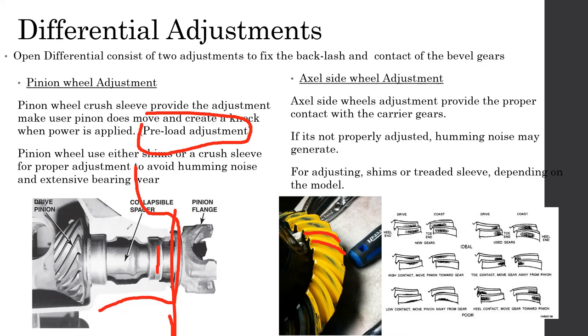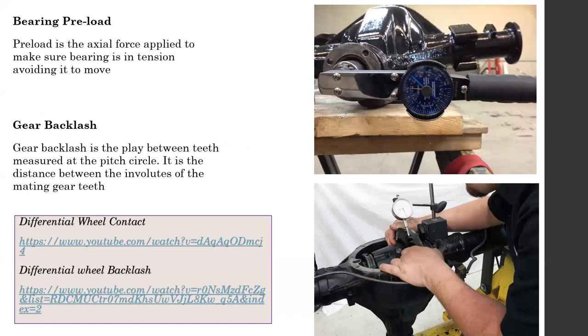So to avoid these things, we adjust two things. Two adjustments we are doing. These two adjustments I'll go ahead and explain. Next slide. The two things we will adjust are the bearing preload and the gear backlash.